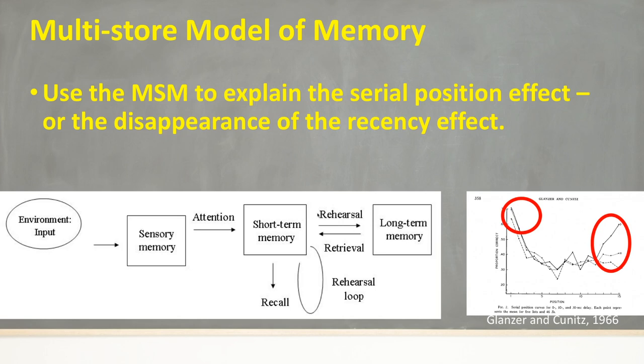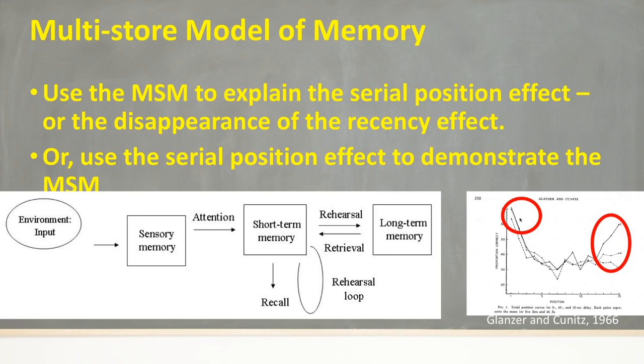So you could use the multi-store model and use the specific terminology: the rehearsal, short-term memory, long-term memory, or short-term store, long-term store. And you're saying that with the inability to rehearse, the information can't be transferred from the short-term store to the long-term store. And then you can say how this supports that model.